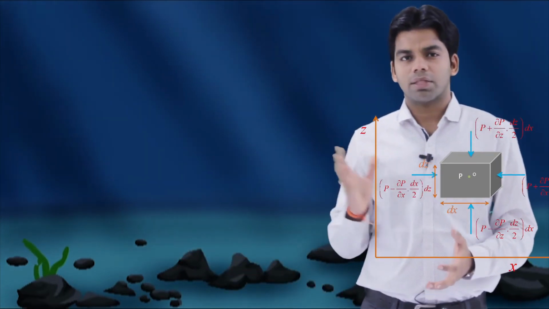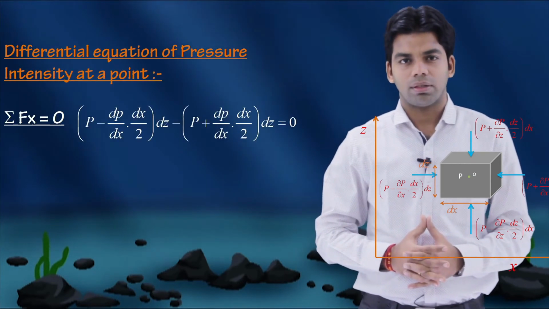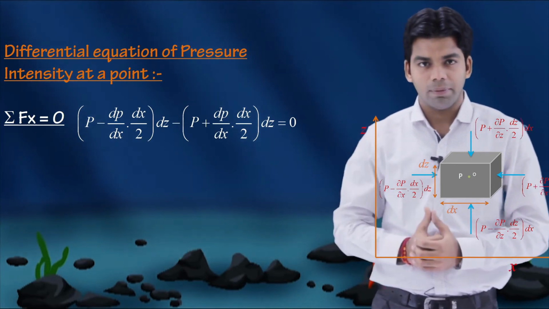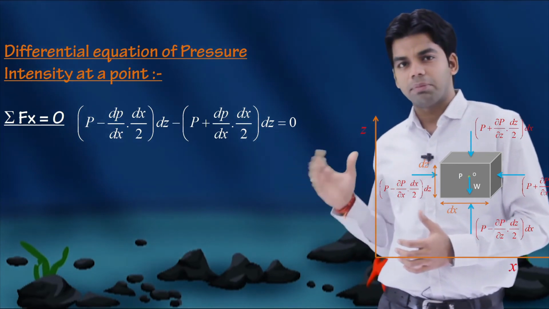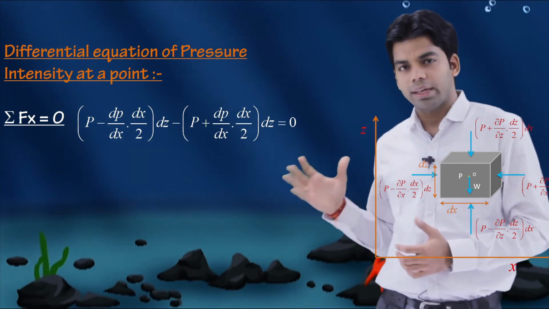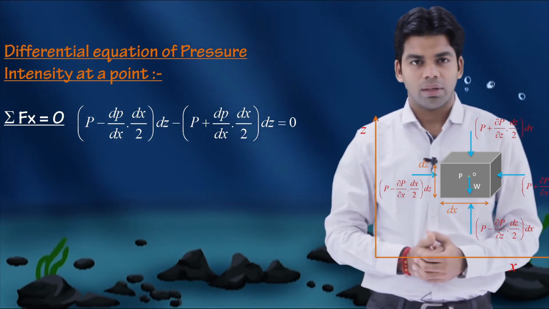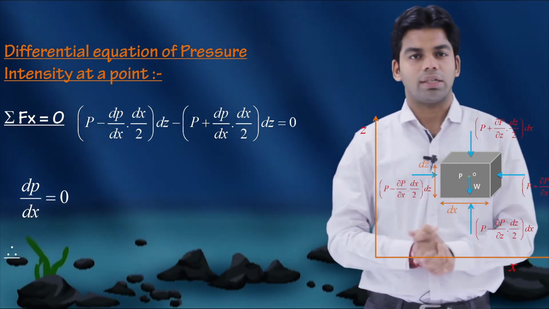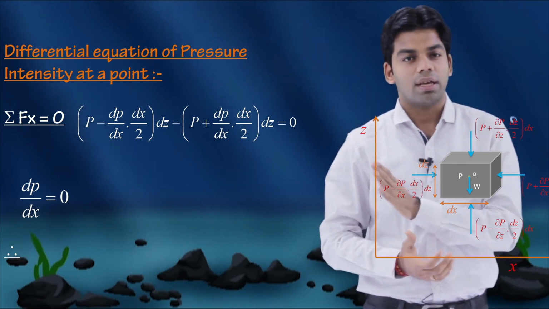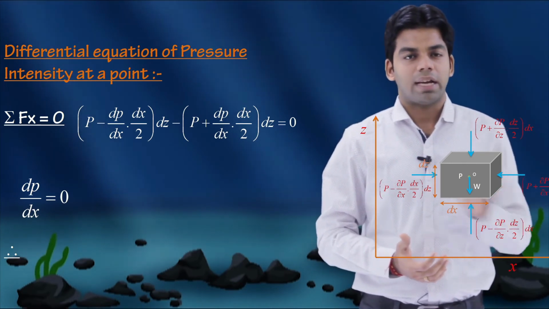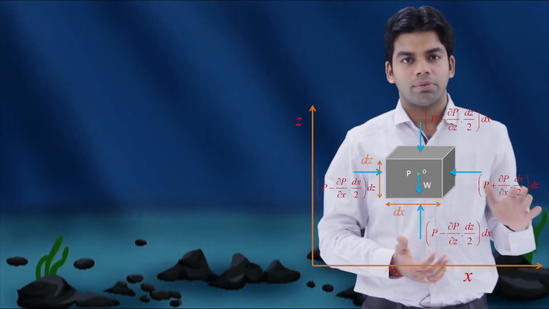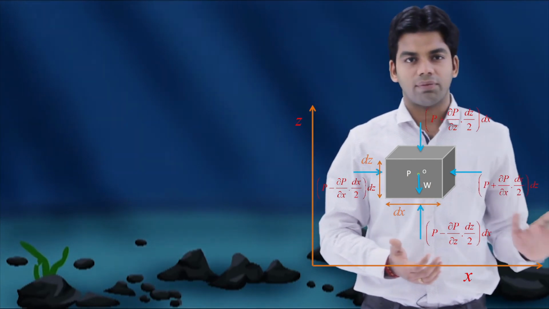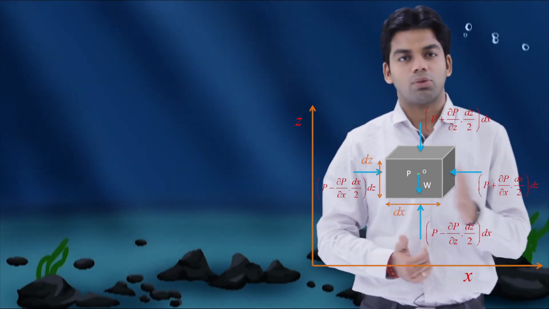Now for equilibrium, summation of Fx should be equal to 0. That means here P minus dp by dx into dx by 2 into dz minus P plus dp by dx into dx by 2 into dz, this should be equal to 0. And from here we will get what? dp by dx is equal to 0. Now very important conclusion, dp by dx is equal to 0. That means the pressure is not varying with respect to x-axis. That means at the same horizontal plane, the fluid pressure will be same at every point of the horizontal plane. Pressure is not varying with respect to horizontal plane, with respect to x-axis.